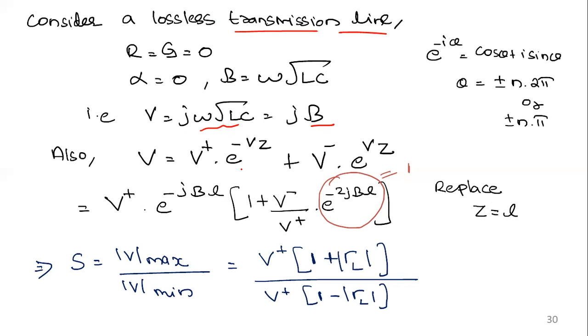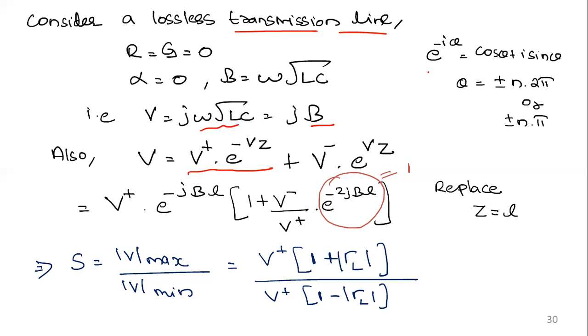Then we can take this much common, that is 1 plus V minus by V plus into e raised to minus 2 j beta L. Since we are taking this term common, this term should come in the denominator also. That's how this 2 came, and V minus is here. Okay, so now we need to analyze this term.